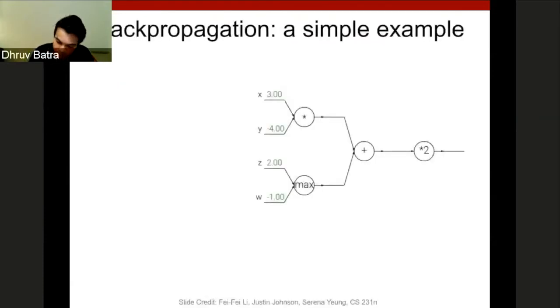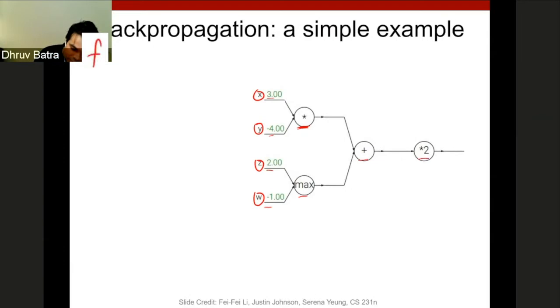So here's an example that we'd like to work with for backprop. This is another computational graph, a computation graph on 4 input variables: X, Y, Z, and W. They are set to these values: 3, -4, 2, -1. We see certain nodes: this is a product node, this is a max node, this is a summation node, this is a multiplication by 2 node.